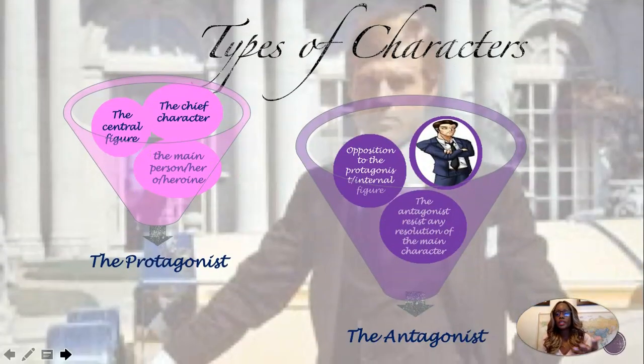So we all know about the different types of characters. There's the protagonist, right? And this is the main character, the person, the hero or the heroine, the chief character in the text, the central figure. Everything revolves around the protagonist. Can you imagine a world where everything revolves around us? I mean, every day we are the protagonist in our own world, right? Because according to us, everything revolves around us.